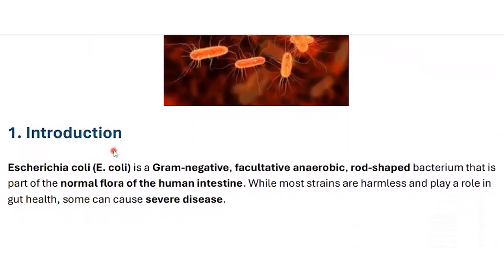E. coli is a gram-negative, facultative anaerobic, and rod-shaped bacterium. Facultative anaerobic means that it can survive in both aerobic and anaerobic conditions, meaning in the presence or absence of oxygen. It is the normal flora of the human intestine, and it has two strains. One is non-pathogenic and the other is pathogenic, which causes severe diseases in the human body.